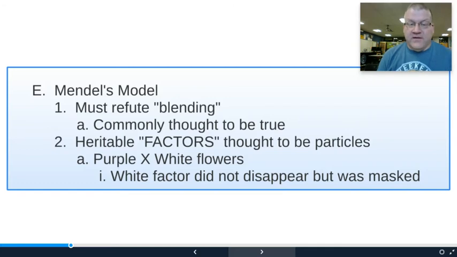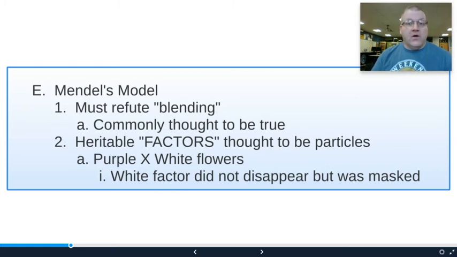Mendel's model that he developed had to do several things. First of all, it must refute the common thinking at the time that the offspring were merely a blending of the 2 parents, that a tall plant and a short plant would produce a medium height plant. And certainly we know that is not true. If that were true, if that's how inheritance was passed on, certainly every plant and every organism in a population would over time begin to look very much the same. But that was commonly thought to be true and had to be refuted.